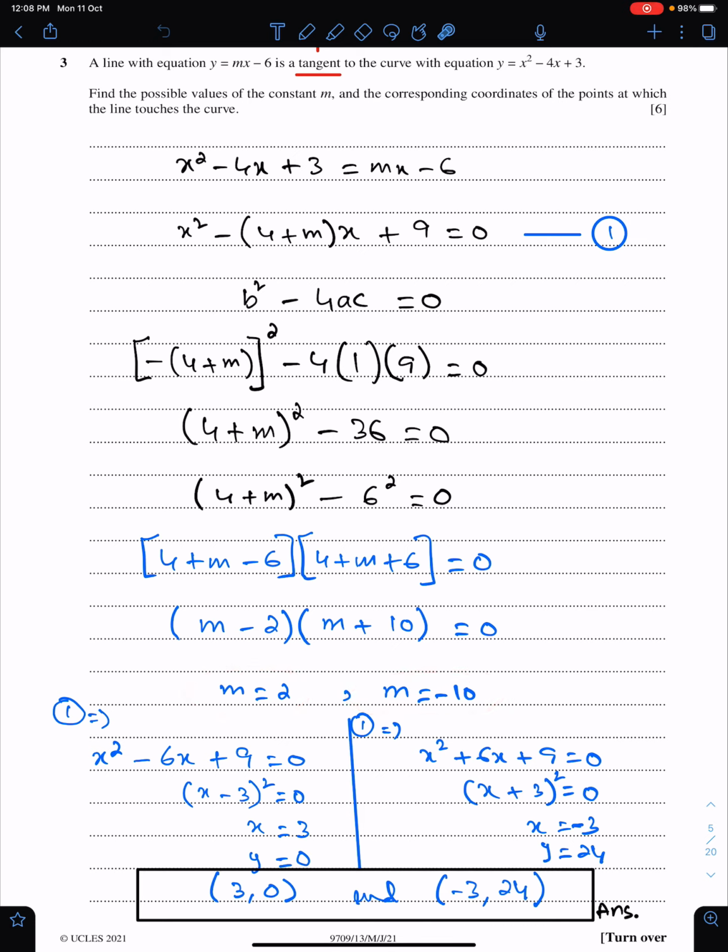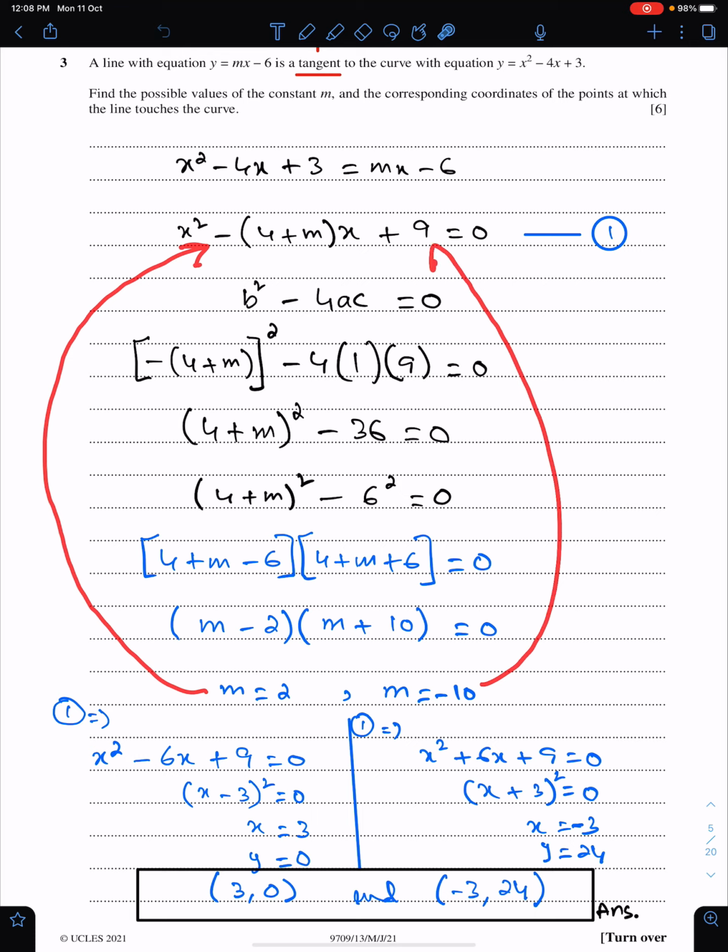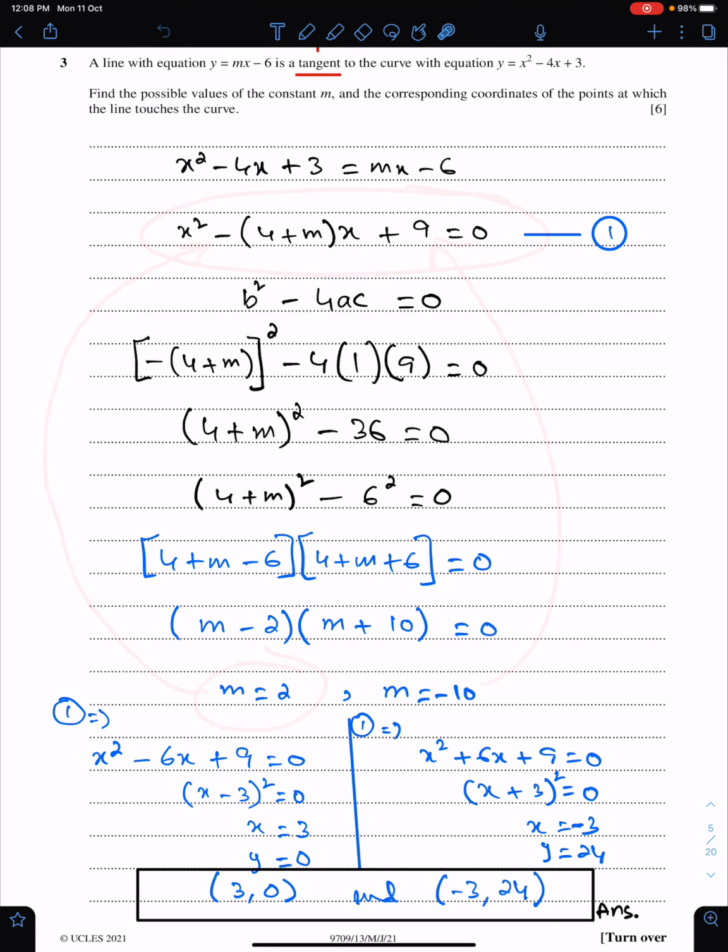Now we need the coordinates of points of tangency. For that, we need to substitute these values of m into this equation one by one. First, we will substitute 2 into this equation to get the x coordinate. So when we substitute 2 here, we will get this x as 3.